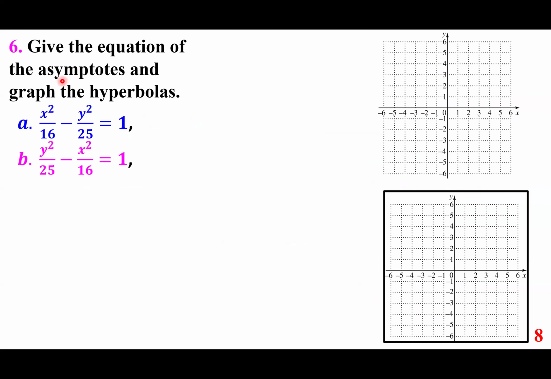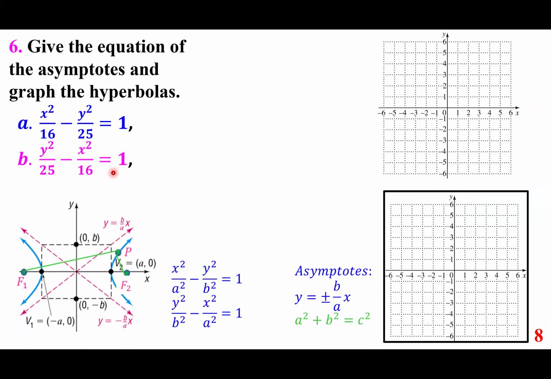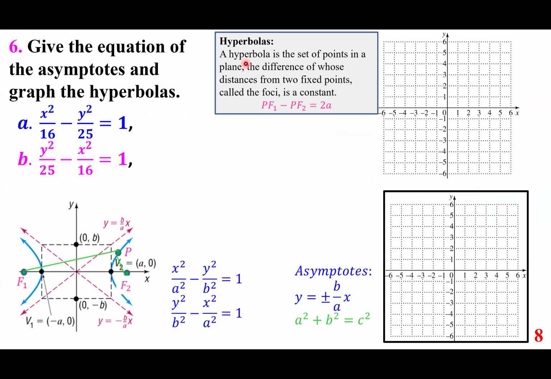Give the equation of asymptotes and graph the hyperbolas. A, x squared over 16 minus y squared over 25 equals 1. B, y squared over 25 minus x squared over 16 equals 1. So what is a hyperbola? This is the shape, this is the equation, this is the asymptotes. Let's look at the definition first.